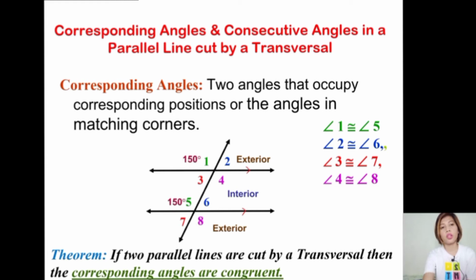So, for example, angles 1 and 5, parehas sila ng measurement, 150 degrees, for example. And then, angles 2 and 6 are both 30 degrees. And then, angles 3 and 7 are both 30 degrees as well. And then, angles 4 and 8 are both 150 degrees. So, kung mapapansin po natin, di ba, same sila ng opening ng angle. So, kaya po, congruent din sila. Basta tandaan po, corresponding angles are congruent.